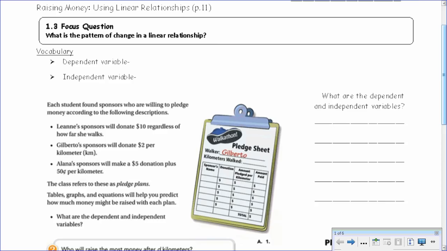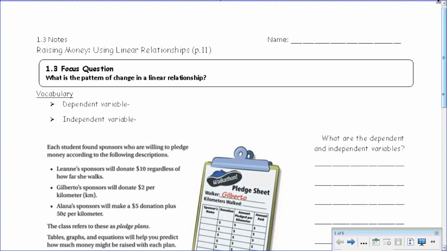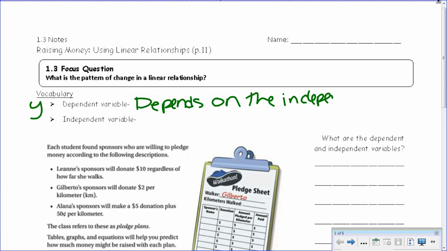So vocabulary questions for today. Dependent variable. A dependent variable is more of your y, and it depends on the independent variable. It depends on the independent variable. Write in the word, dependent variable. It depends on something.